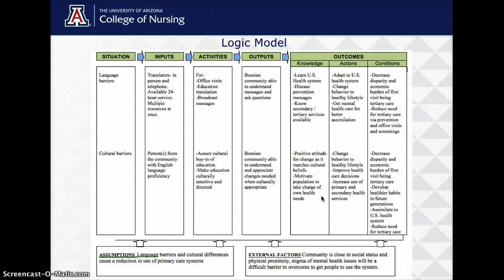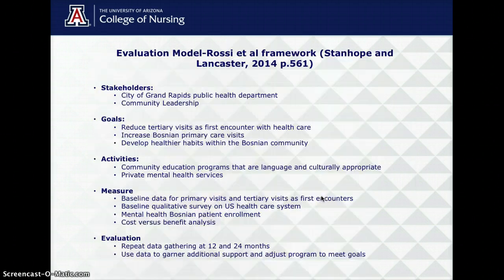The cultural barriers: persons from the community with English language proficiency would need to give us a hand to make sure that we have cultural buy-in to our education and make sure that it's culturally sensitive and directed. The output of this would be the Bosnian community able to understand and appreciate changes needed when culturally appropriate, and this would decrease the disparity and economic burden. It would develop healthier habits in future generations and help them assimilate to United States healthcare services, reducing need for tertiary care. The evaluation model I used was the Rossi framework.